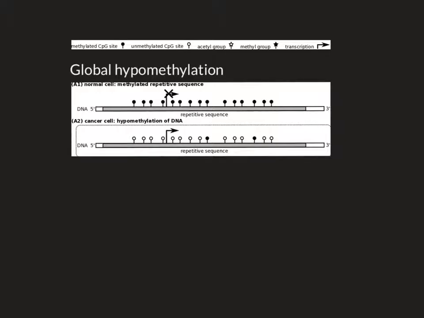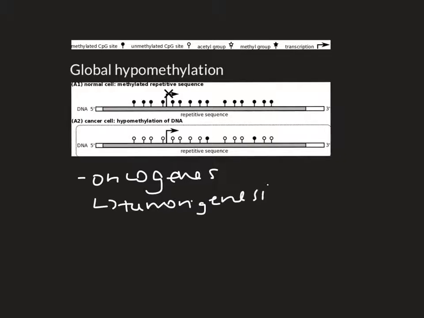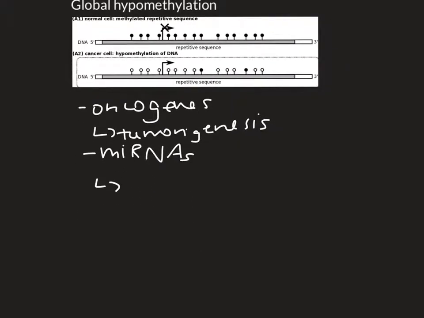Well, how does global hypomethylation translate to cancer? First, oncogenes could become activated, which, as I said before, promotes uncontrolled cell growth and tumorigenesis, which is the formation of tumors. MicroRNAs, which remember are associated with repression, could be activated as well. This may result in aberrant silencing of proteins produced by tumor suppressor genes.